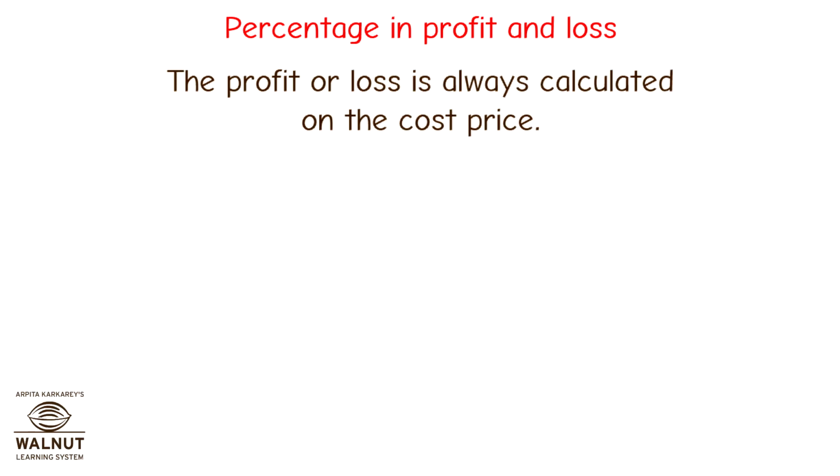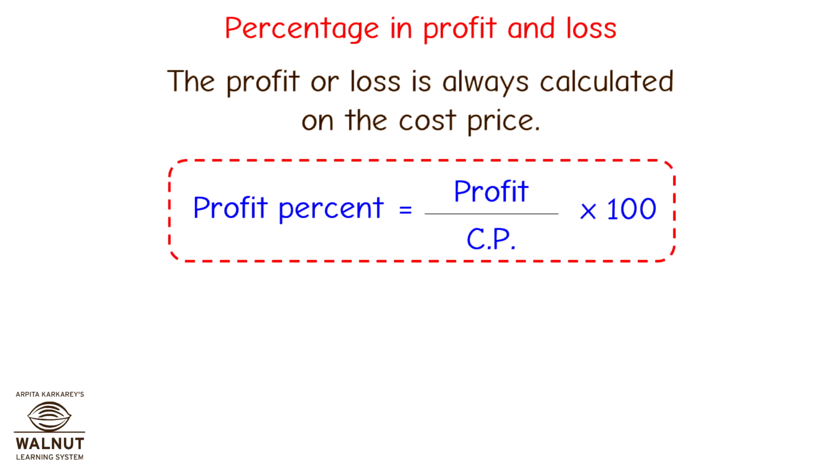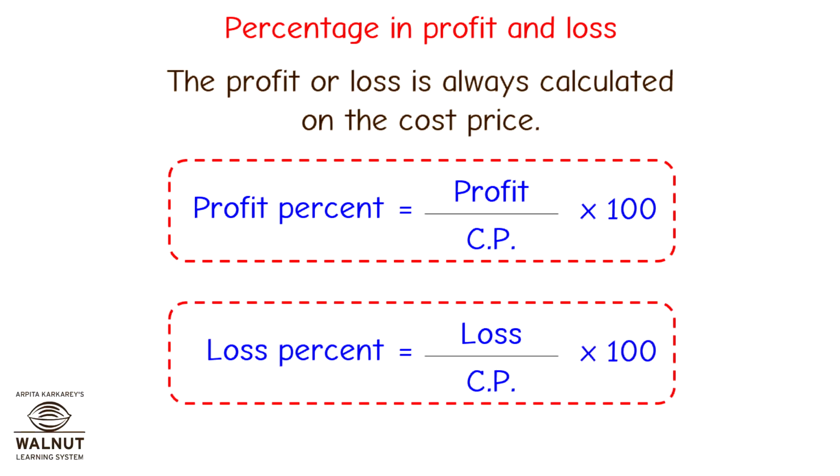We can also use the formula to find the percentage in profit and loss. The formula to calculate the profit percent is equal to profit divided by the cost price multiplied by 100. And the formula to calculate the loss percent is equal to loss divided by the cost price multiplied by 100. These are the standard formulas, but you don't have to really memorize them. If you use your logic and the cross multiplication technique, you will be able to solve problems properly too.